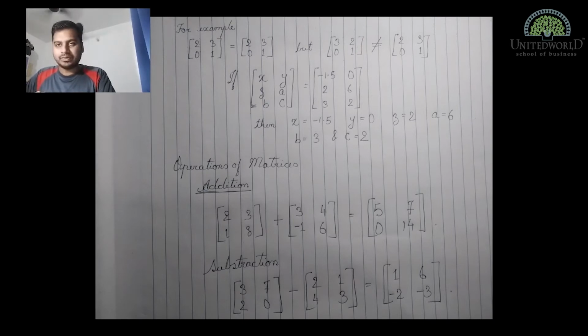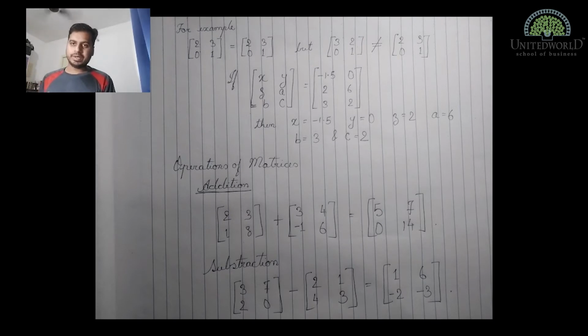Similarly, 1 and -1 gets 0 and 8 and 6 becomes 14. Same way, subtraction also can be done between only matrices of same order, and you basically subtract the elements at corresponding position in the two matrices.